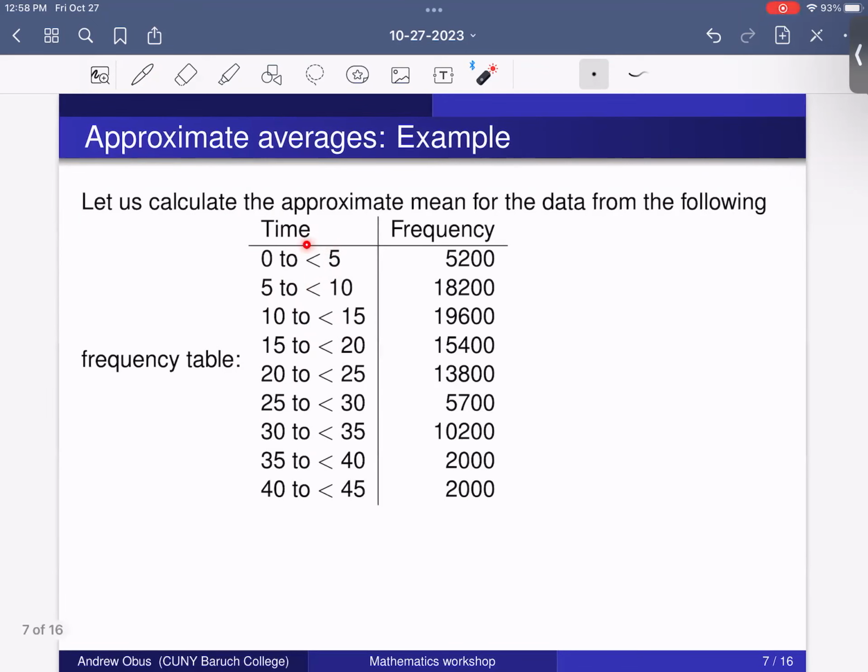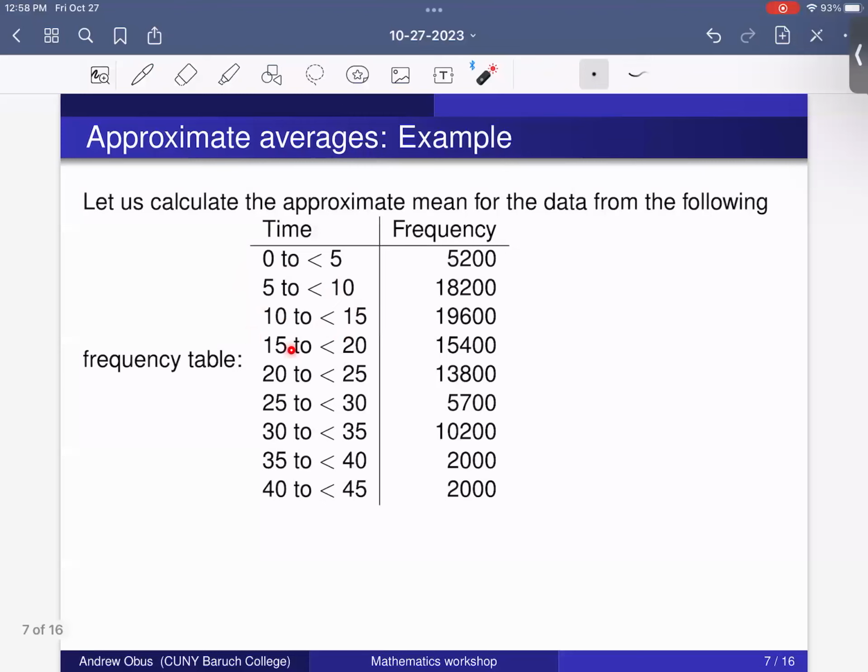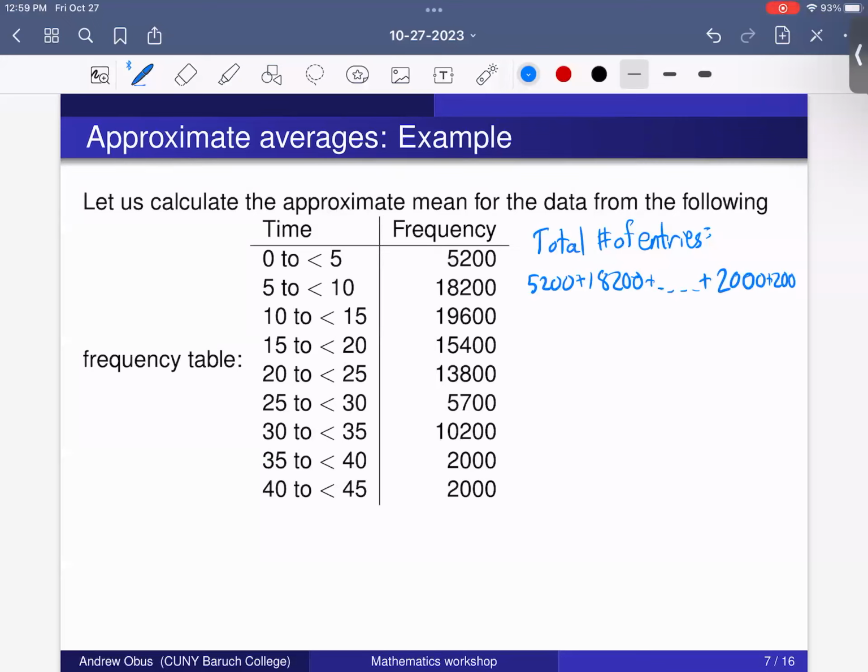So the point is our ranges are 0 to 5, 5 to 10, 10 to 15, 15 to 20, and so on. And we have a big frequency for each one, right? So we definitely don't want to write out this data one by one. That's going to be impossible. There's too many data points. Okay, so instead what we do is we first need to find the total number of entries, which is equal to 5,200 plus 18,200 plus, I won't write them all out, all the way up to the last 2000s. And we calculated this before, but I don't remember what it was. So let me just try to do this again.